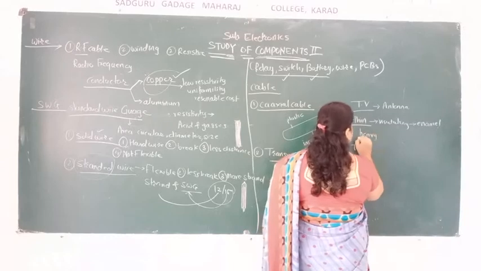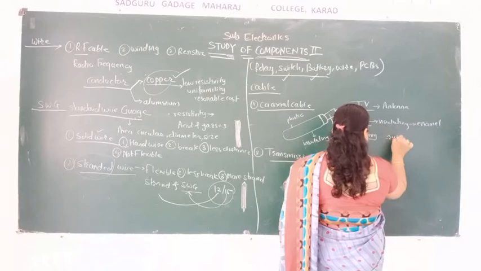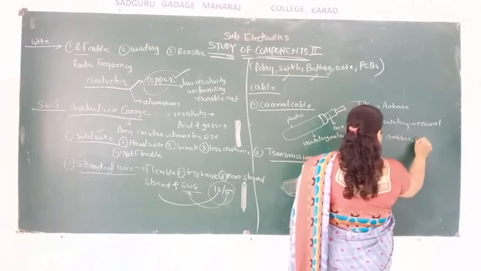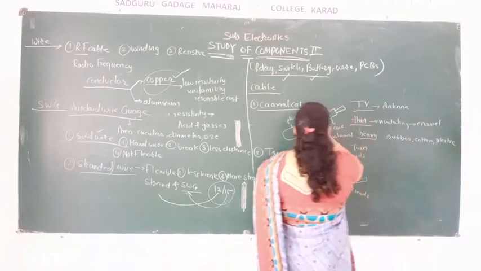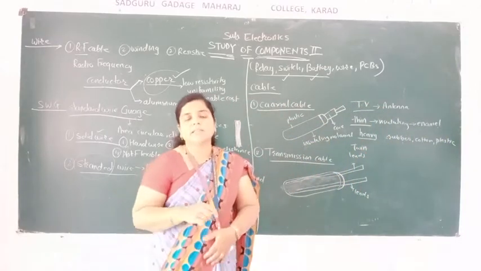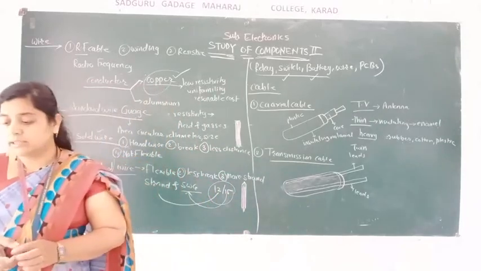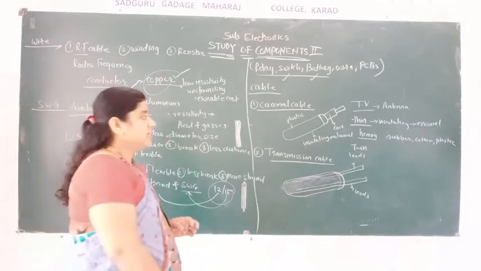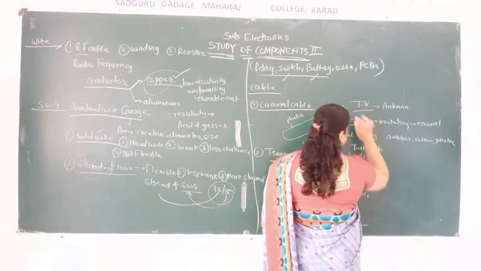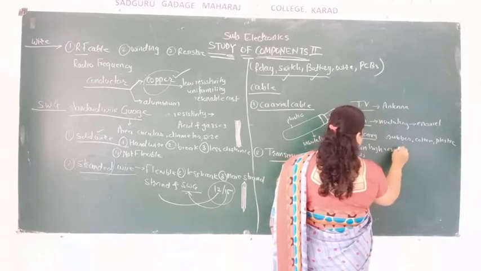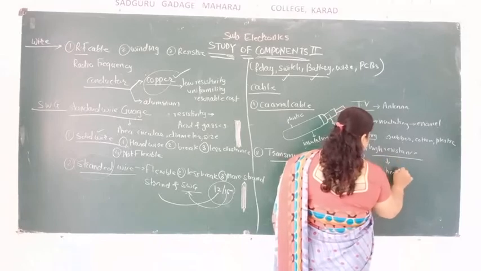Heavy wire is covered with rubber or cotton or plastic. Okay, these heavy wires are covered with rubber, plastic or cotton. Then high resistance wire is there. This point you have to remember. High resistance wire is used in a heating element.